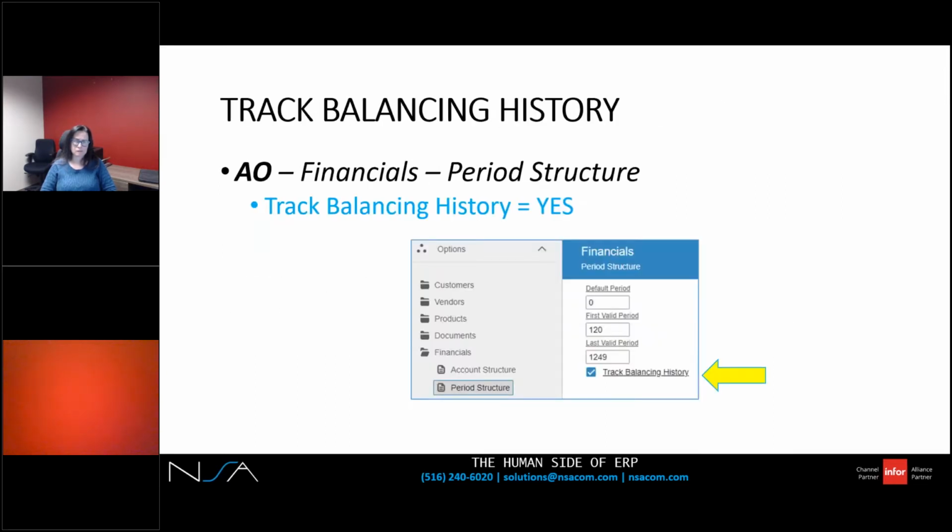Another thing that we recommend is turning on this flag, if you have not already. That's an administrator option called Track Balancing History. You would want to have that set to yes, and what it will allow you to do is, let's say that you don't look at your balancing reports on a daily basis, and you can't find the email when it went out. You don't know how long ago something went out.